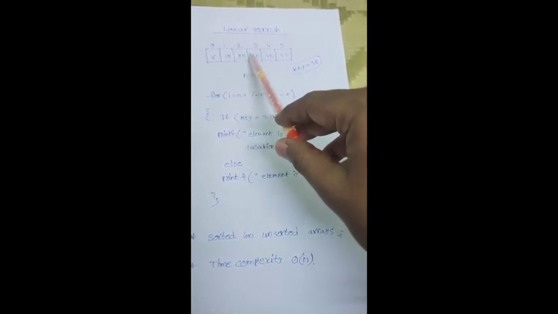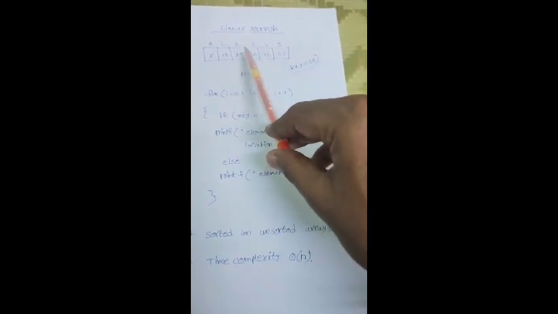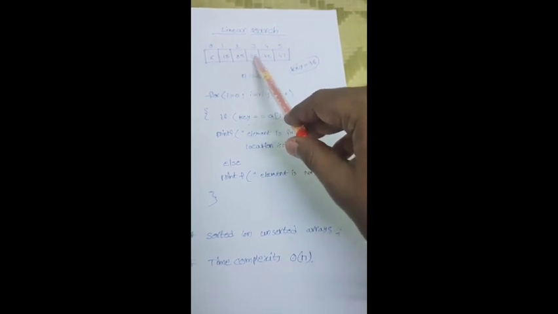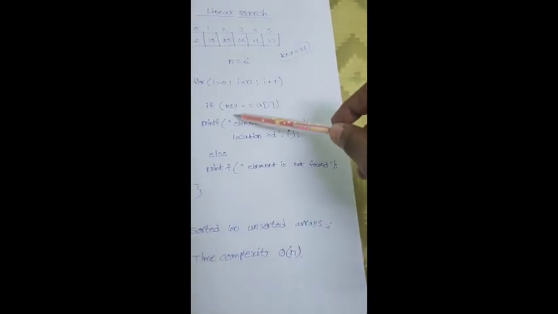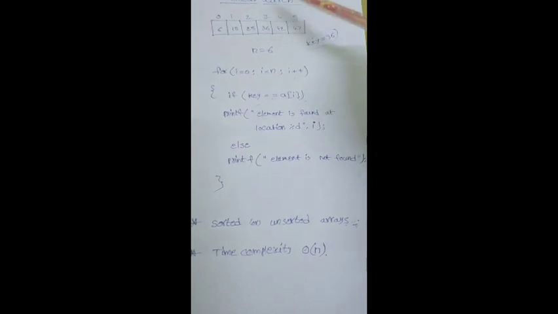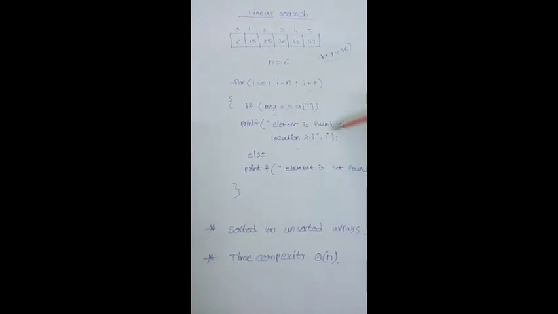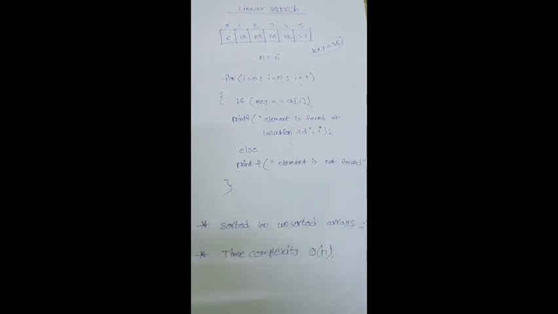It is 25. Since 25 is not equal to 36, we will move to the next location, A of 3, which is 36. Since 36 is equal to 36, therefore our required element key is equal to A of 3. So we will print that the element is found at the location 3. So like this, the linear search will work.